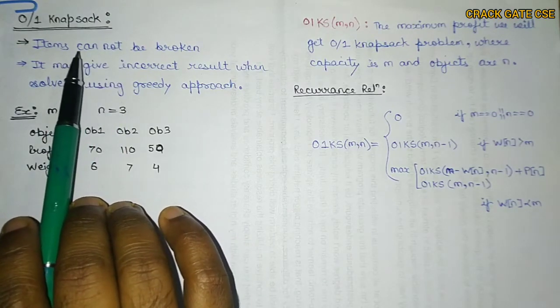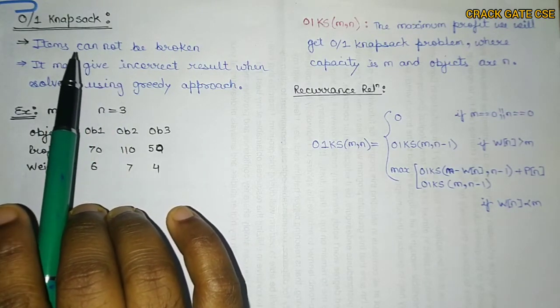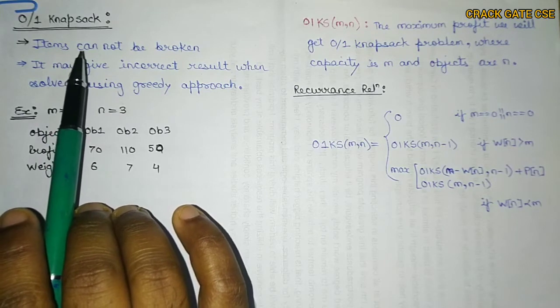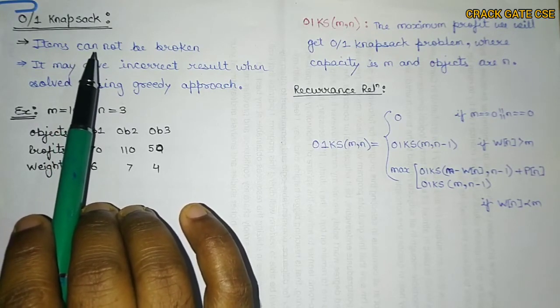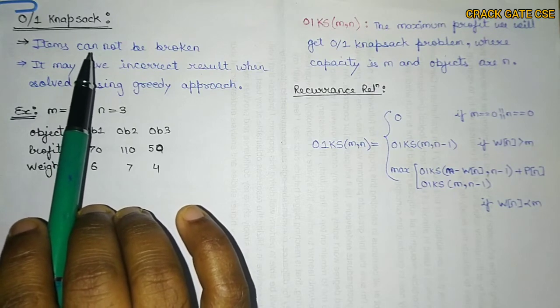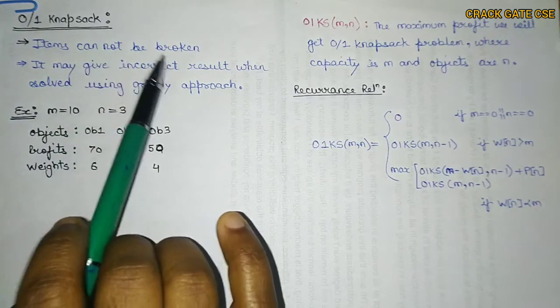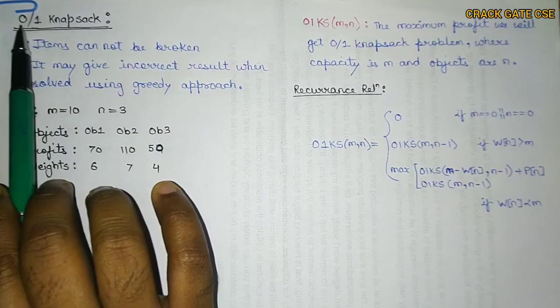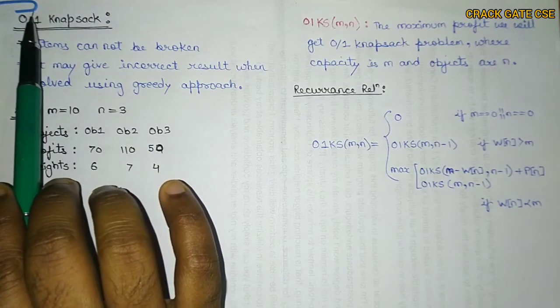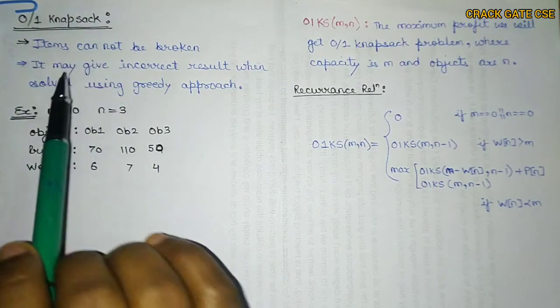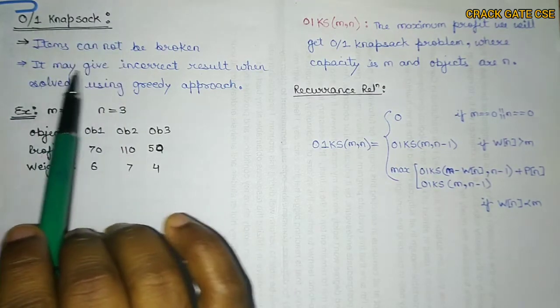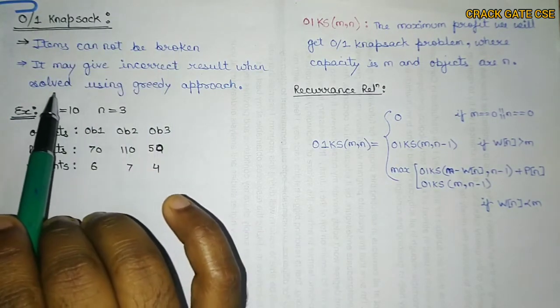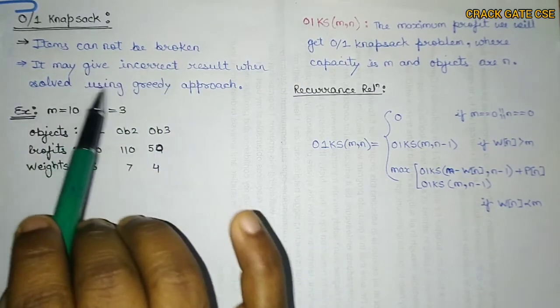But here either we have to take the item completely or we have to leave the item completely. That means we are not allowed to break or take a fraction of that particular item. That's why it is known as 0/1. 0 means you leave it, 1 means you take it, right? If you solve this 0/1 knapsack using the greedy approach, it may give an incorrect result. So this is what I have written here.